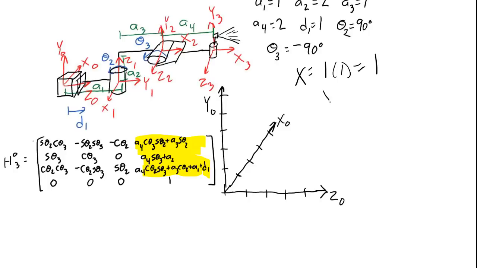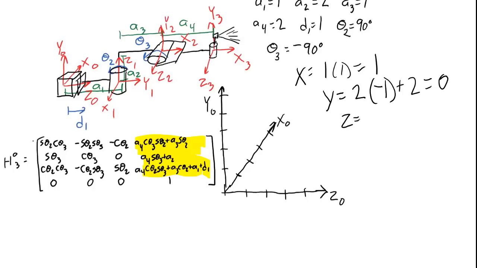Now the y position is a4, which is 2, times the sine of theta 3. Theta 3 is negative 90. The sine of negative 90 is negative 1. And then plus a2, which is 2. So I get negative 2 plus 2, which is 0.